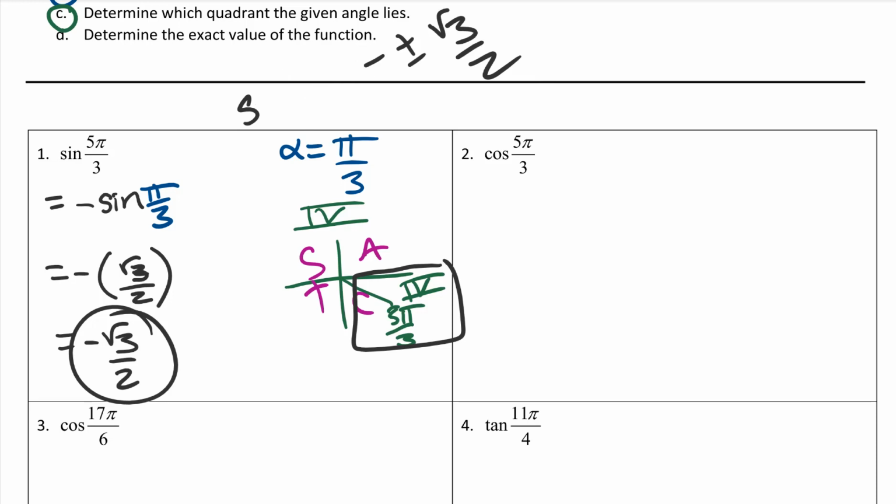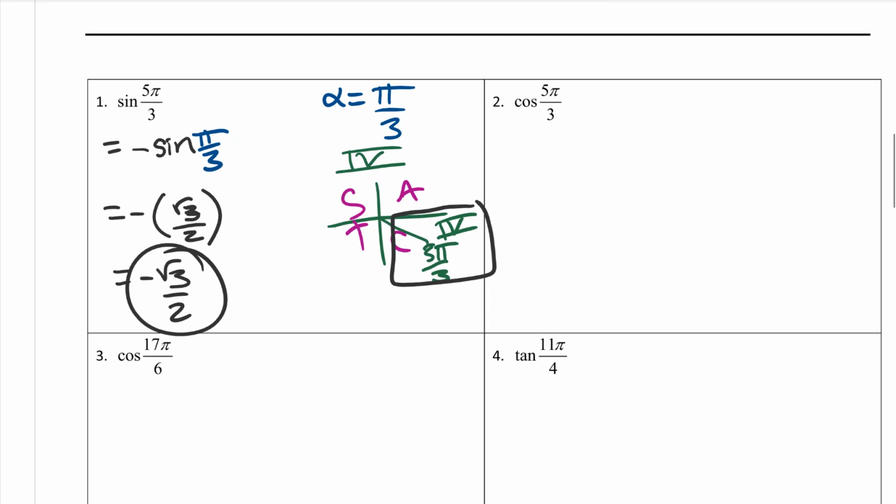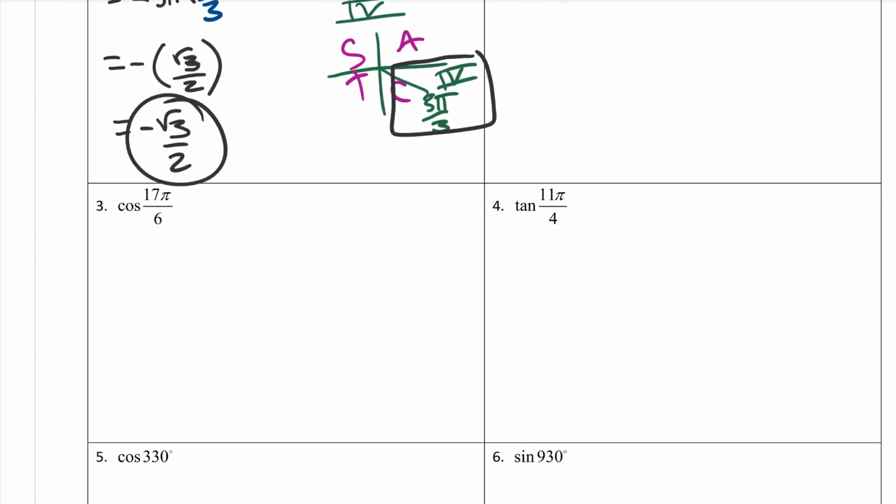Yeah, there it is. We go to cosine of 5 pi over 3. Let's go. I'll do this one with you. Actually, no. You figure it out. You got it. You can go. Let's look at cosine of 17 pi over 6. Let's look at this one here.